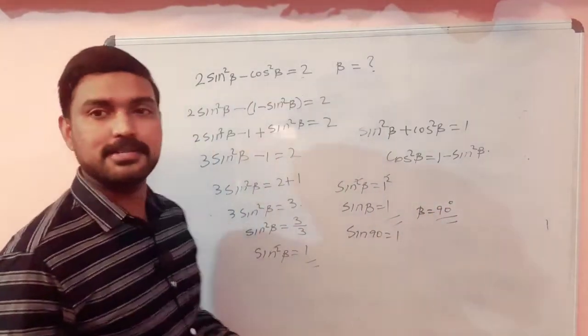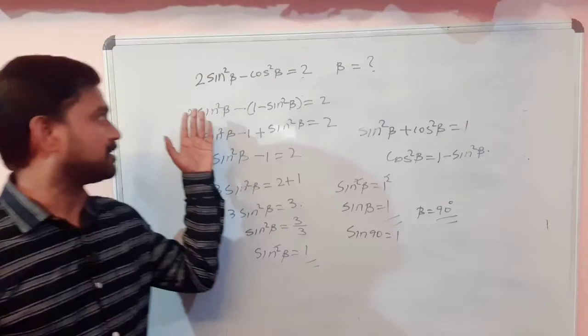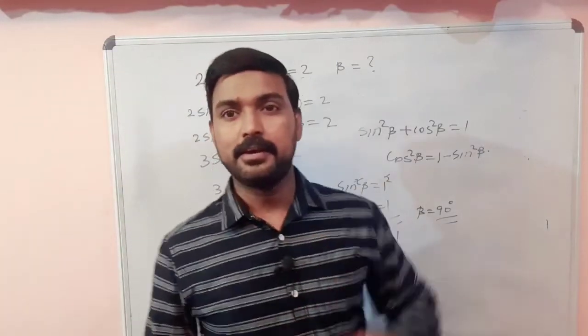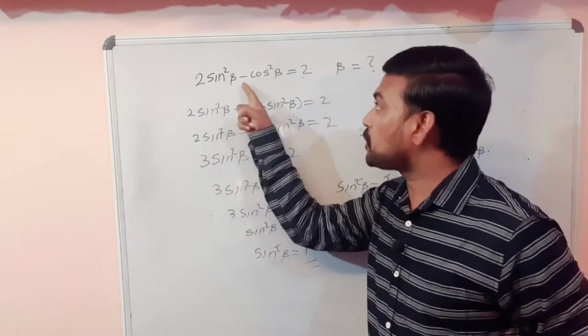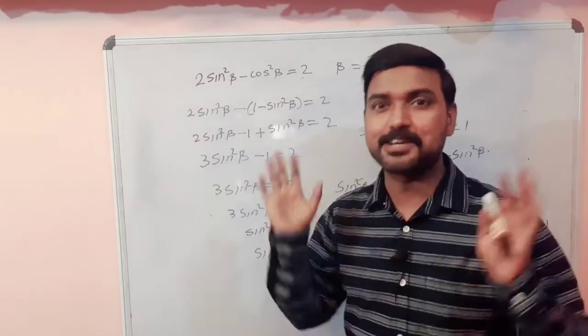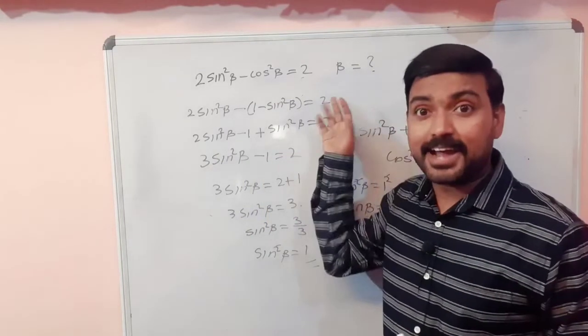So this is the answer. We got the angle from this question. So once again, listen to the question. It is given that 2 sin square beta minus cos square beta is equal to 2. We need to find the angle beta.